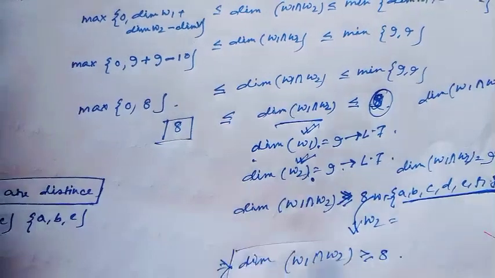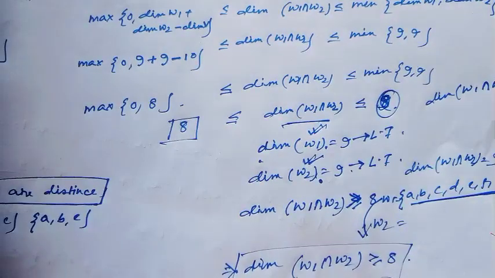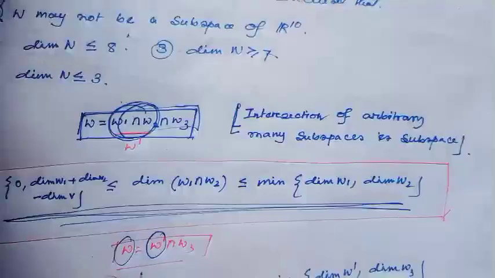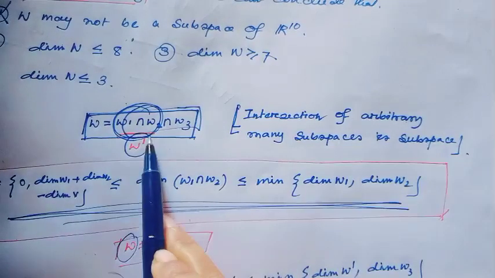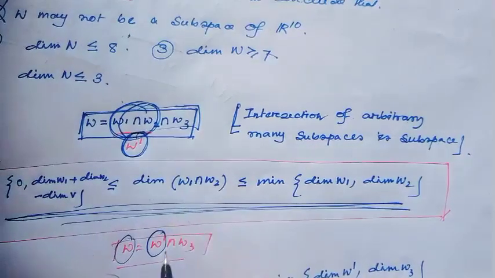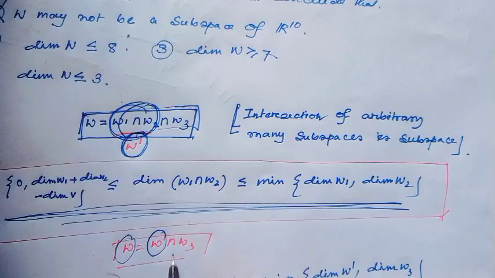Have you understood this concept? Now we actually have to find the dimension of W, and I have found the dimension of W dash. Now we have to find the dimension of W dash intersection W3.